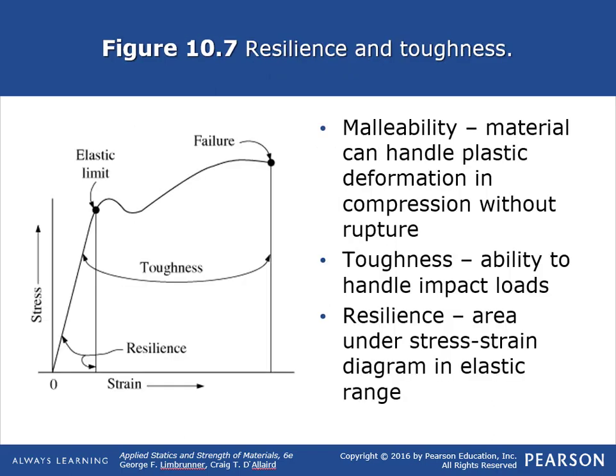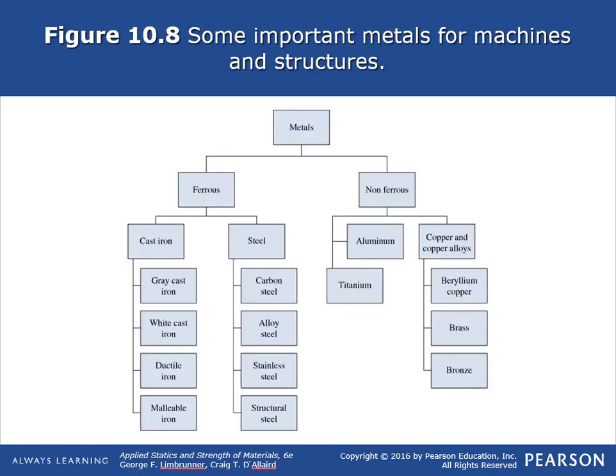Let's go back to resilience. Resilience takes place in the elastic region. That's the area under the stress strain diagram. Toughness is the ability of a material to handle impact loads. The other term I want to throw at you is malleability. That is, a material can handle plastic deformation in compression without rupture. Think about hammering a bar of steel to change its shape. If you can do that without the part breaking or fracturing, then that material is known as malleable.